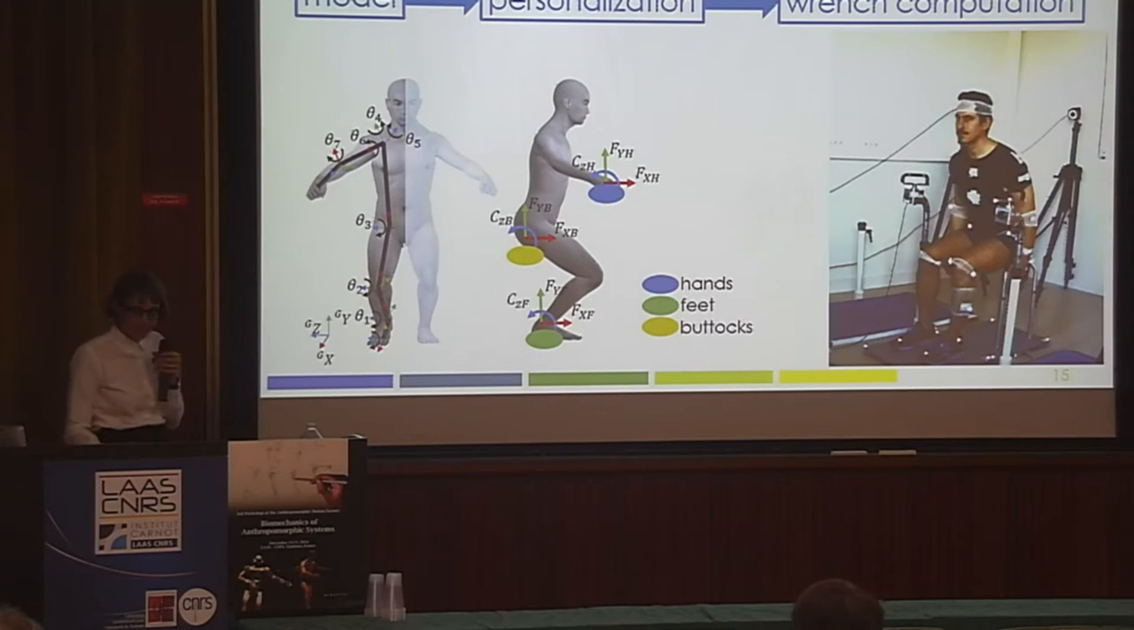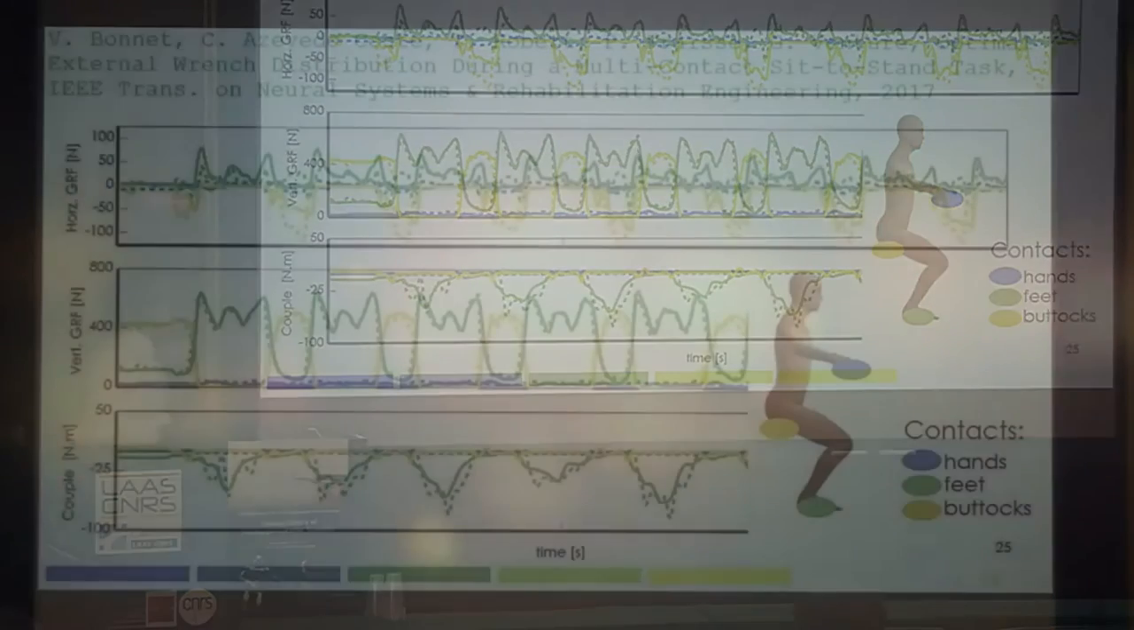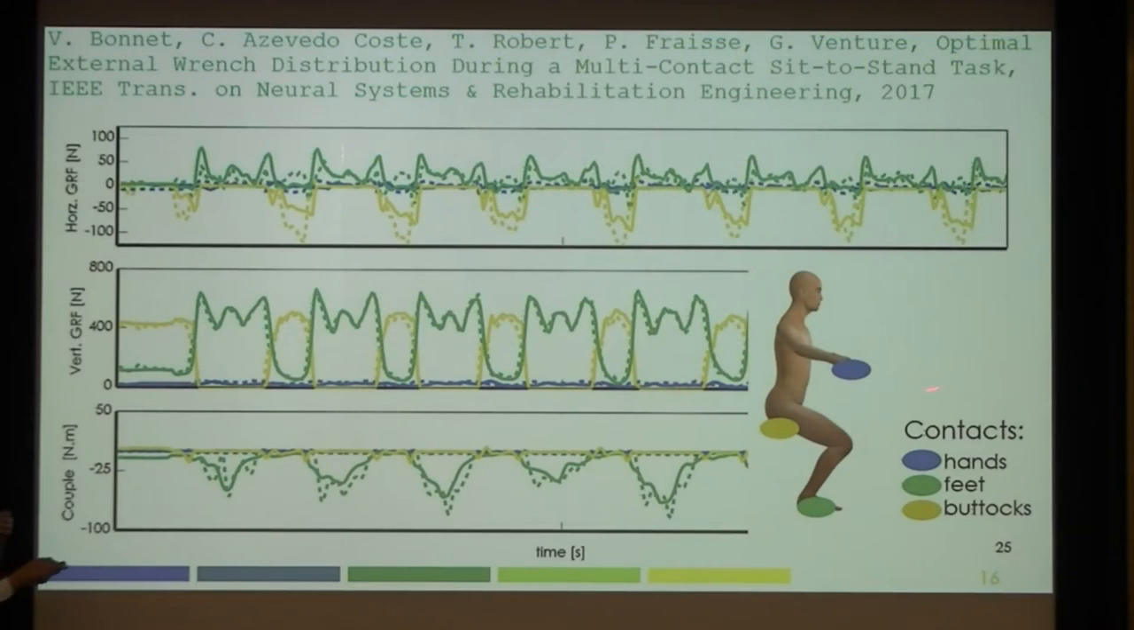And then what we have is this. The blue curve here is giving you the forces at the hands. The yellow one is giving you the forces under the chair at the buttock, and the green one is giving you the forces at the foot. So this is the horizontal ground reaction force, this is the vertical ground reaction force, and this is the moment of force at each of the contact points. The dotted line is the one that we computed, and the solid line is the one that we measured with each of the force sensors.